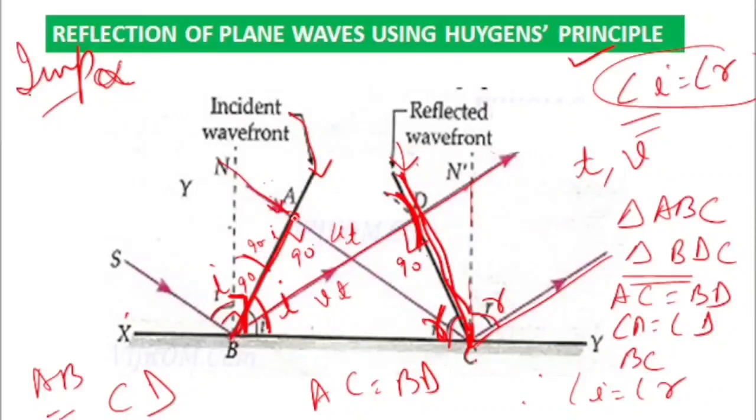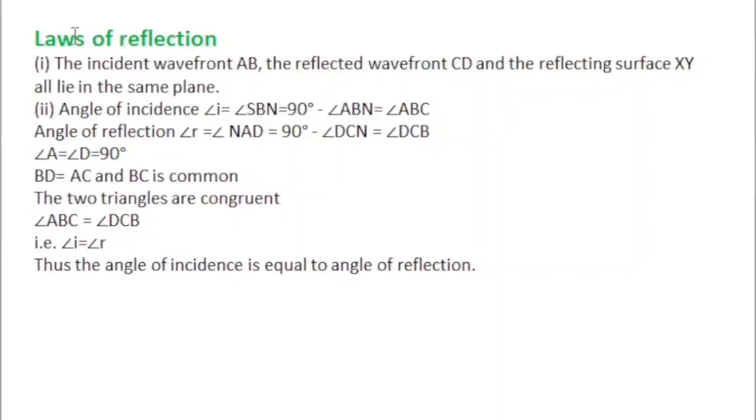Now the second law: this incident wavefront, this reflected wavefront and this reflecting surface XY all lie in the same plane. So here I have written notes, laws of reflection: the incident wavefront, reflected wavefront and reflecting surface all lie in the same plane, and how you prove these two triangles congruent. So angle I equals angle R, right?